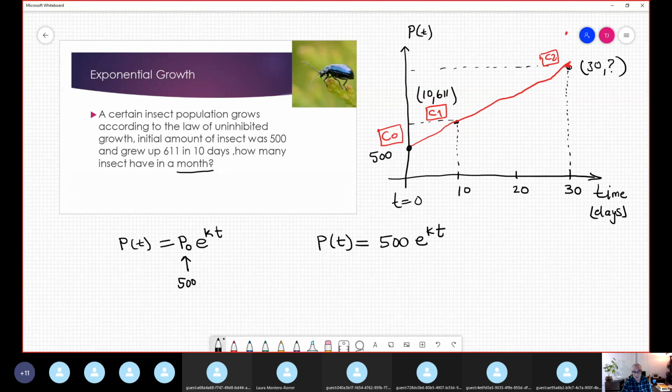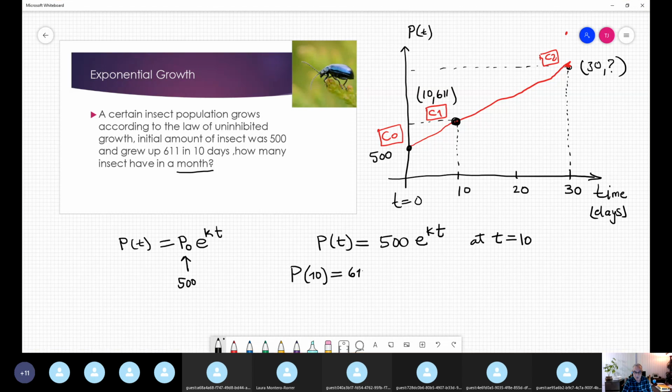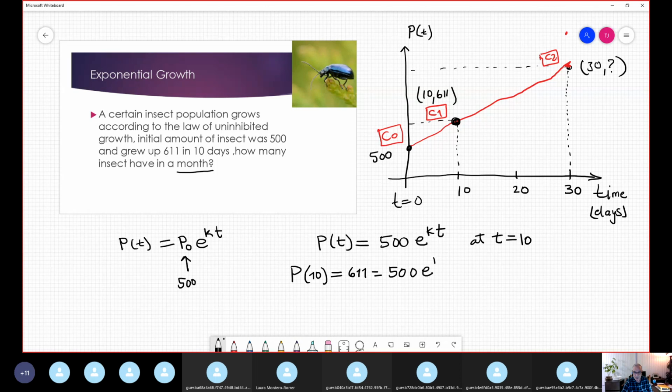But K is not given in the problem. No problem, because we're using condition 1, in which we have everything, the time and the amount of the insect population, to find K. So if you evaluate at T equal 10 days, the population at 10 days, by the way, is 611. This information is given: 500 e to the K multiplied by the time that corresponds with the condition.